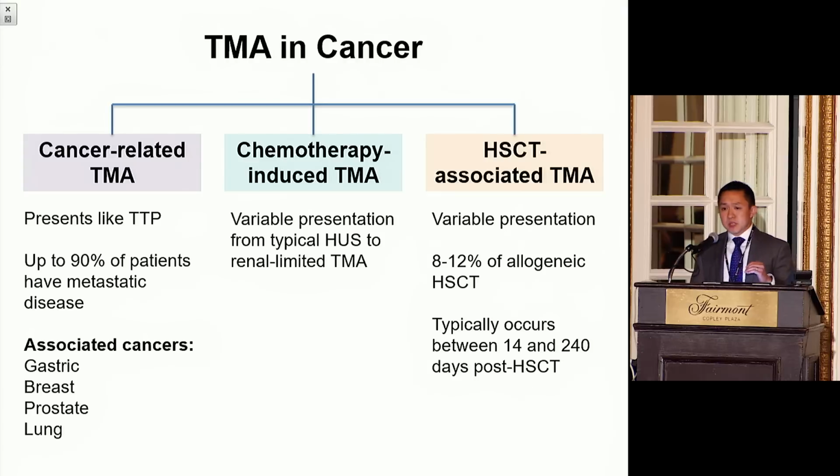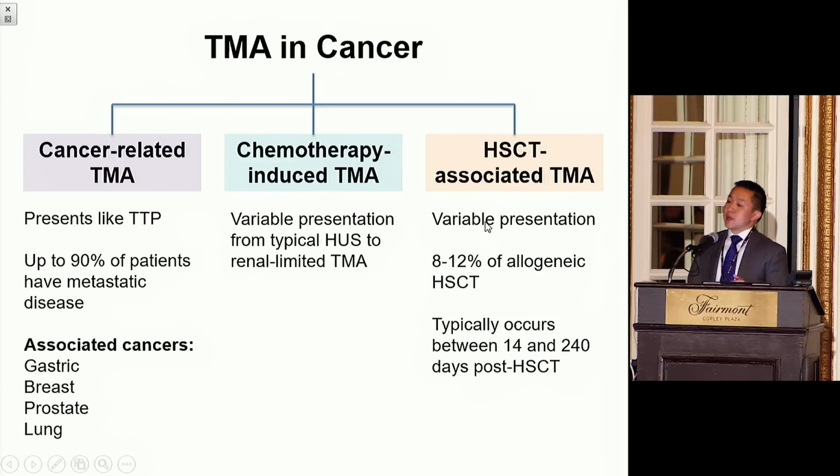These patients typically present like they have TTP. They often have the hematologic findings as well as AKI. Many of these patients will have very advanced disease, and many of them will have metastatic disease. And there are some cancers that happen to be more commonly associated with TMA than others. The most common one is actually gastric cancer, which accounts for about half of the cases of cancer-related TMA.